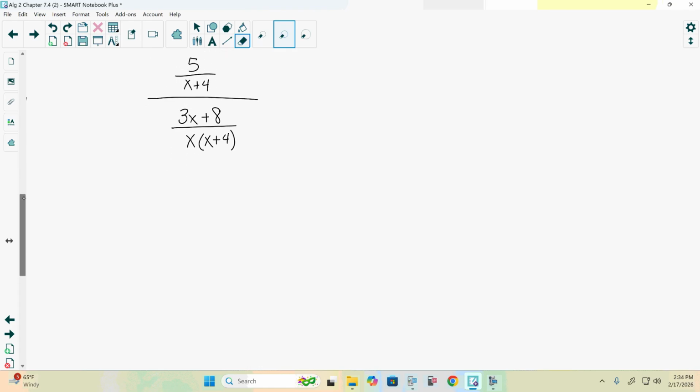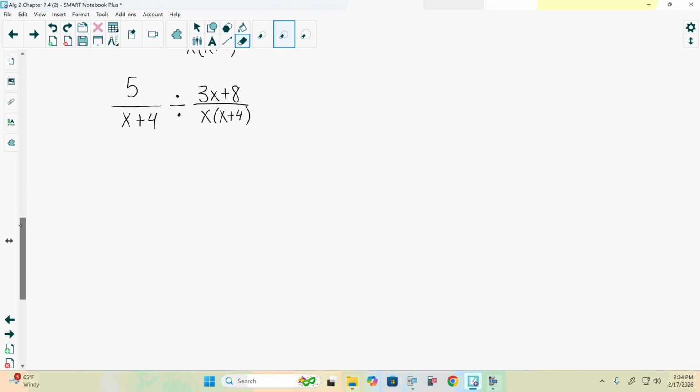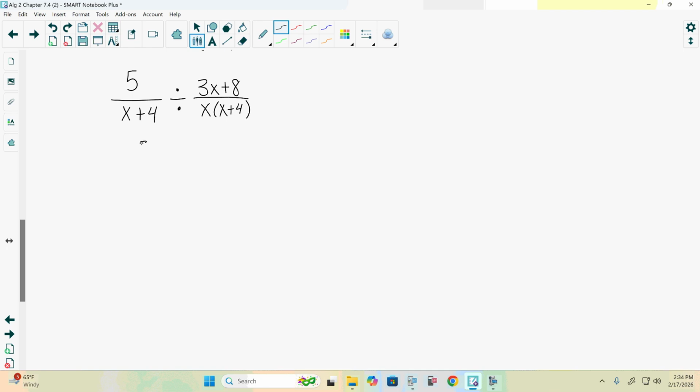Well, realistically, when we have a fraction, really what we're saying is I'm taking the top expression, the numerator, and dividing it by the denominator. Is really what we have here. We have the numerator divided by the denominator. Which helps us because if we want to simplify this, I'm just dividing two fractions.